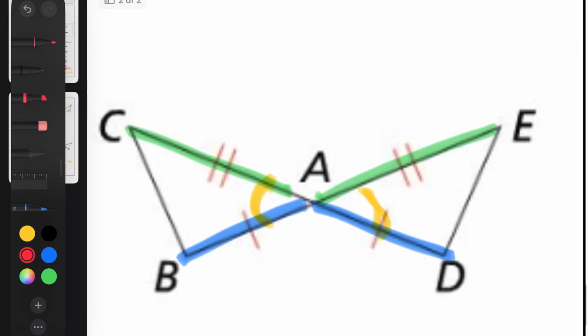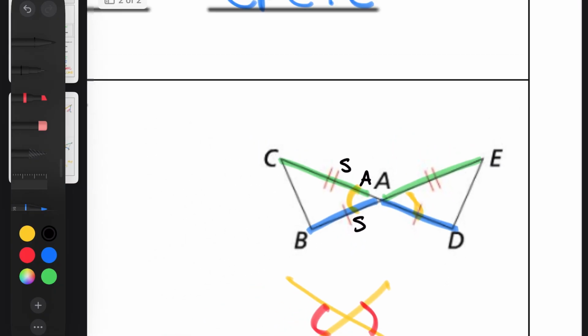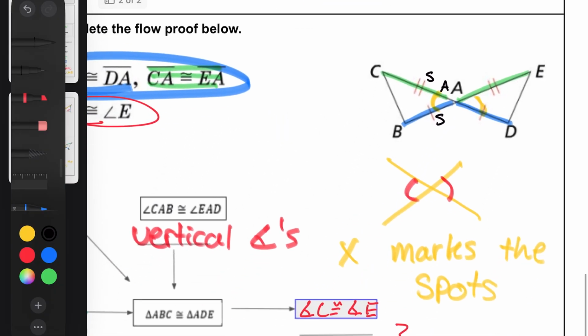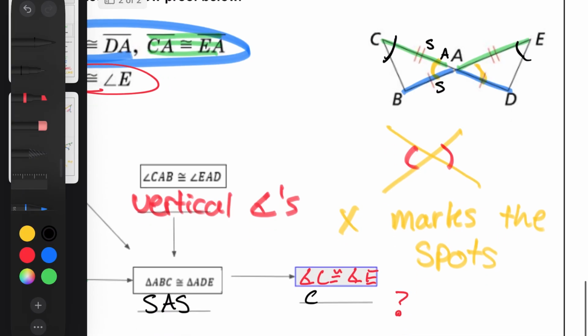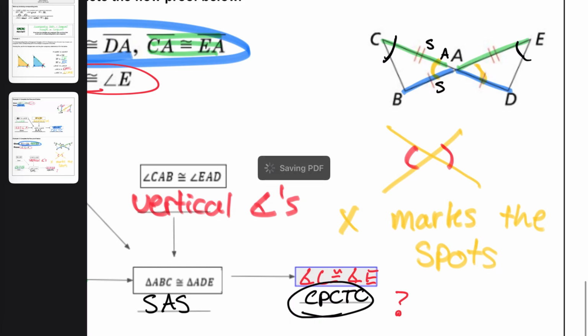So think of this as a problem. I just gave you these two triangles, and I asked you to tell me why are they congruent. The reason that these two triangles are congruent is because you have a side, an angle, and then another side. The angle is included between the two sides. So they're congruent by side, angle, side. So why in the world is angle C congruent to angle E? Well, angle C is congruent to angle E by corresponding parts of congruent triangles are congruent.